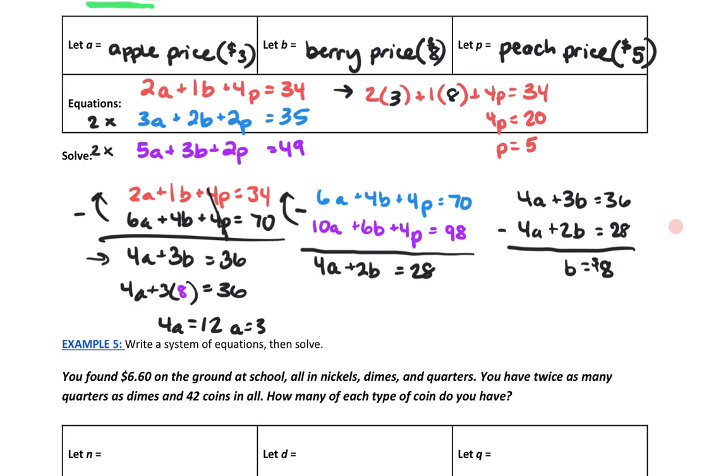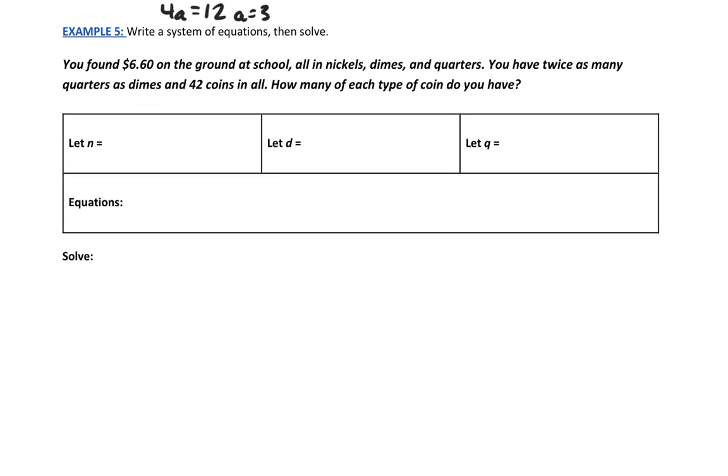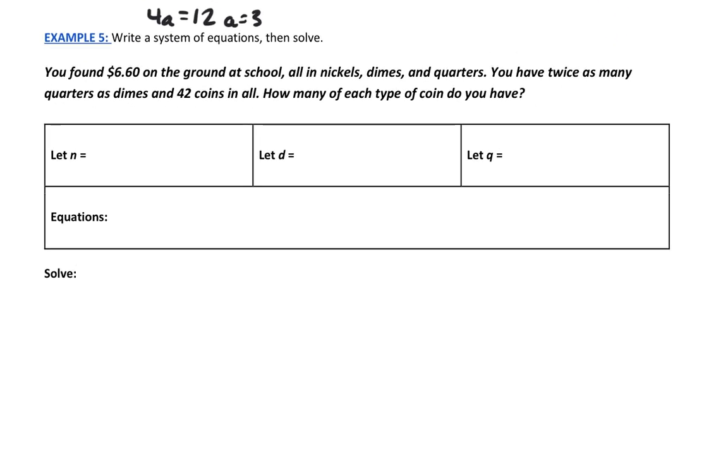Okay, so I'm going to help you set up example number 5 because it's slightly different than anything we've done. And then I'm going to go ahead and let you guys solve it. So you found $6.60 on the ground at school. Okay, go ahead and highlight the important information and come back. Hopefully you highlighted something similar to what I did. The key here is, what are we looking for? How many of each type of coin do you have? So we're going to have number of nickels, number of dimes, and number of quarters.